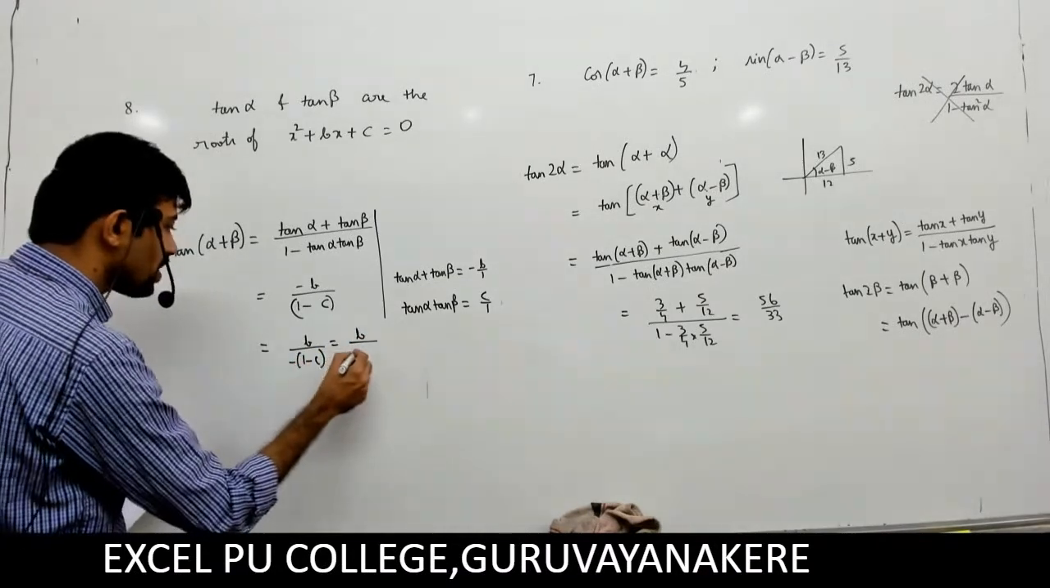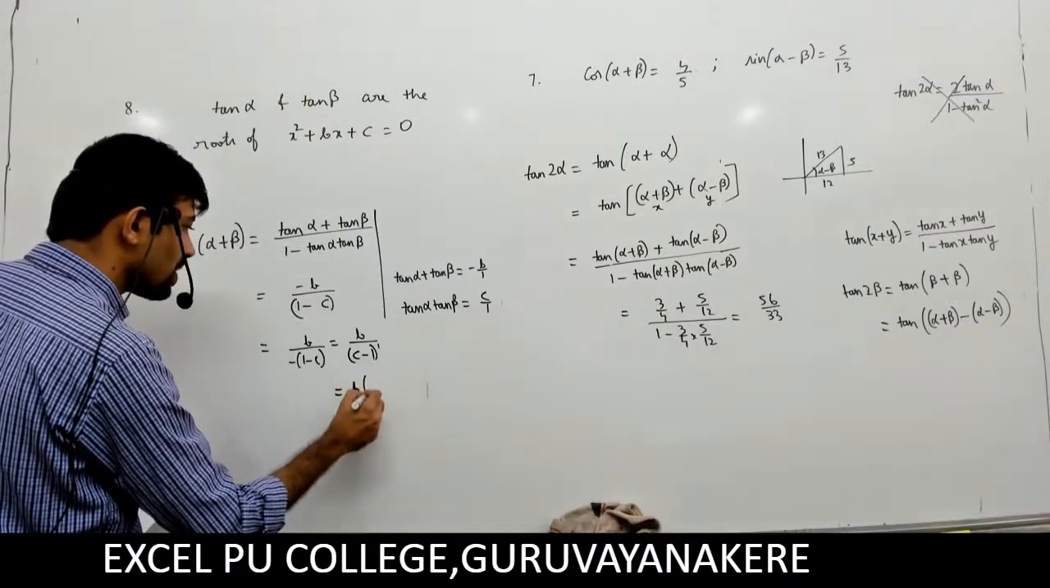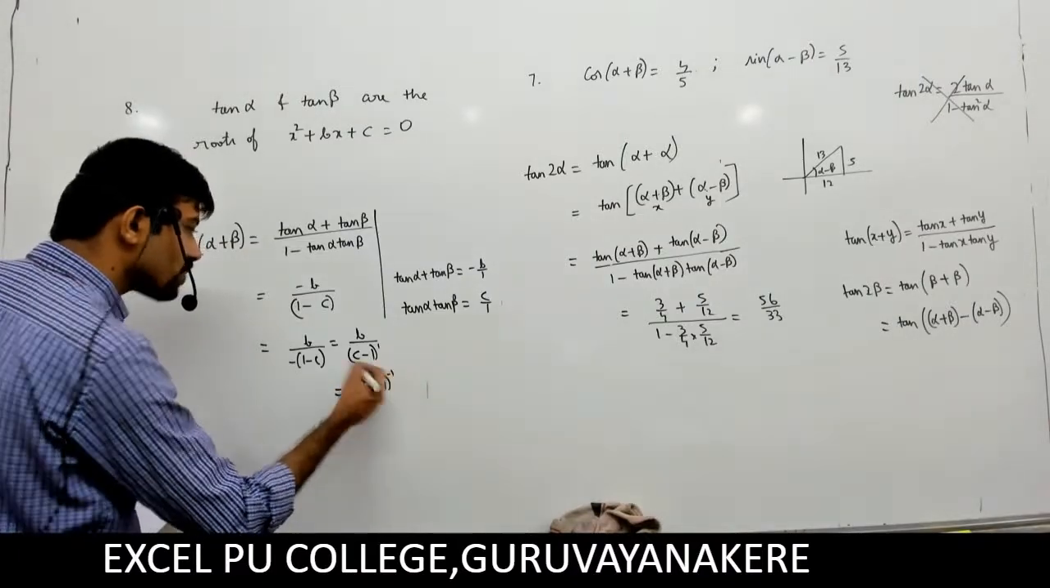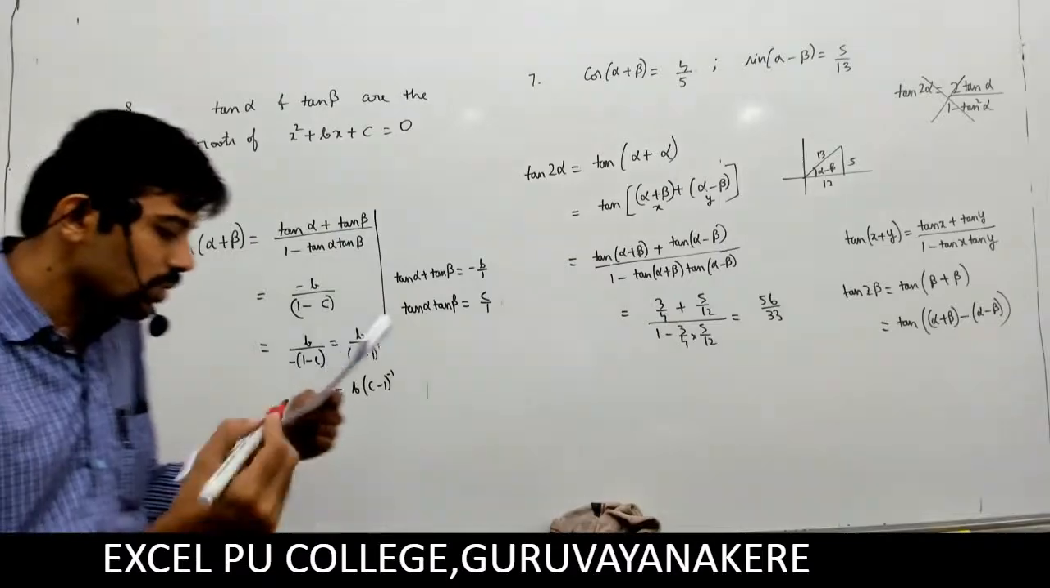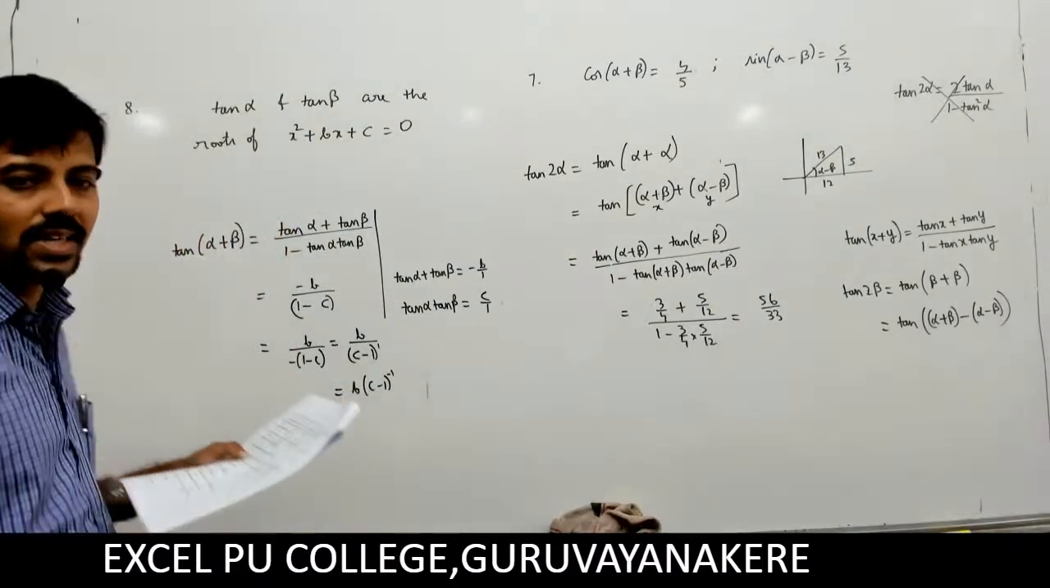Or this becomes b by minus 1 plus c, right? Minus of minus is plus: c minus 1. So b into c minus 1 to the power minus 1. This is option 4. Correct?